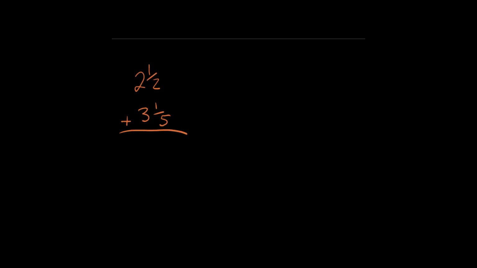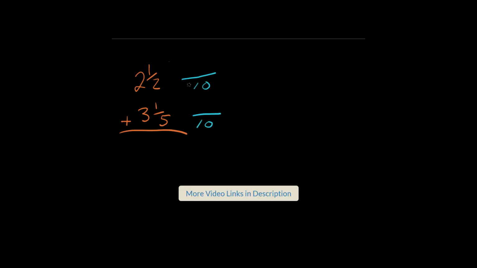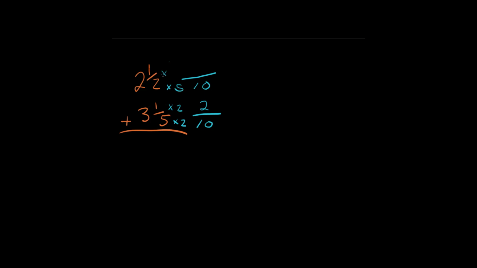Okay, and this one we're going to try to solve two different ways. So our first way is just like we did on that other page. We're going to try to find our common denominator. So we have 2 1/2 and 3 1/5. So our new denominator, our least common multiple of 2 and 5, is going to be 10. So we're going to solve it just like we did on that first example. 5 times 2 is 10, 1 times 2 is 2, and then 2 times 5 is 10, and 1 times 5 is 5. And then we're just going to go ahead and add those together.